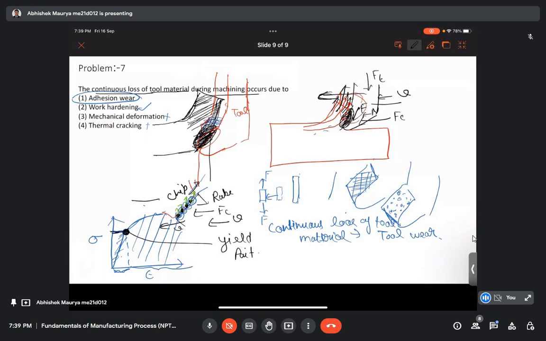But what will happen? Suppose we deform the material till here and we remove all the force. Again, if we want to deform this material plastically, what do we have to do? We have to apply a little bit more force. Earlier, the material started getting deformed at this stress, sigma y. But since we already plastically deformed this material, if we again want to deform it further, then we have to apply a little bit larger force. It will be more than the earlier sigma y. So this difference which is coming, this is called work hardening.